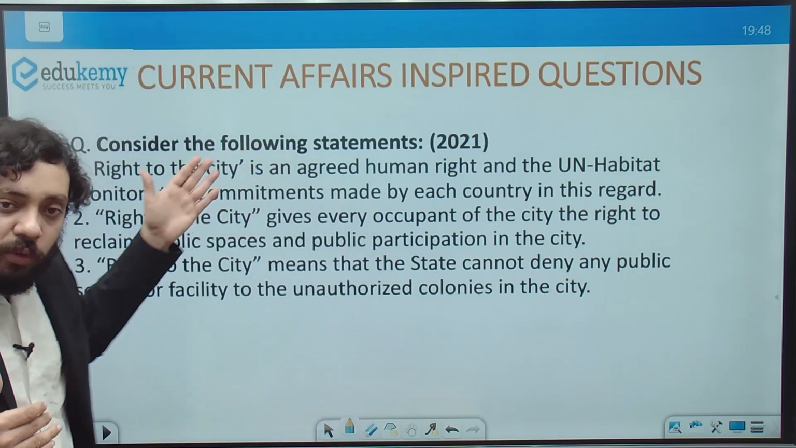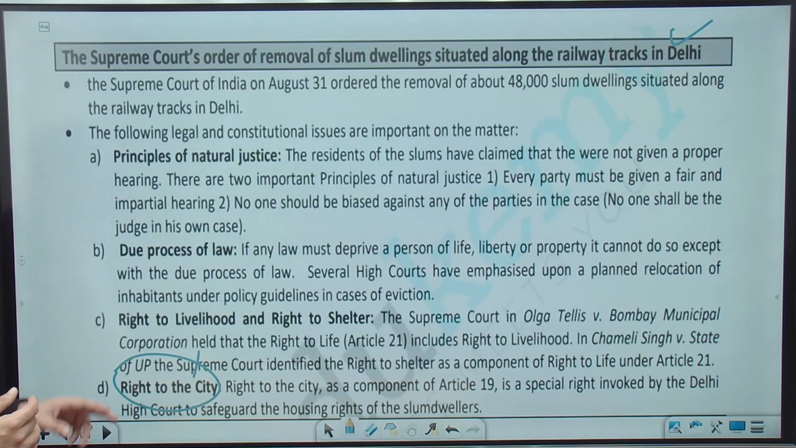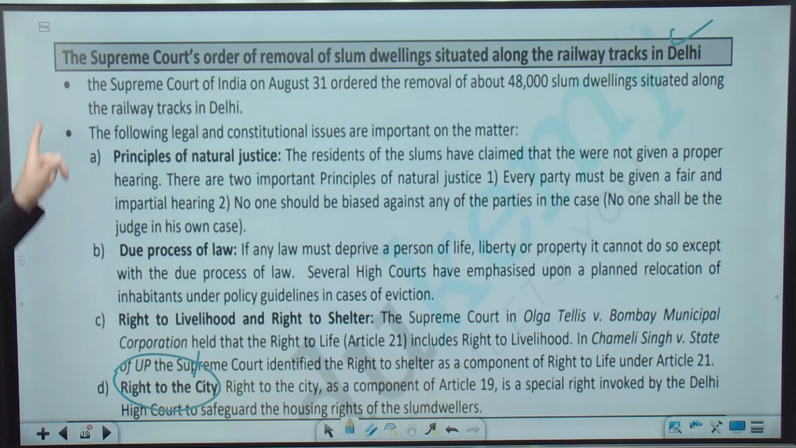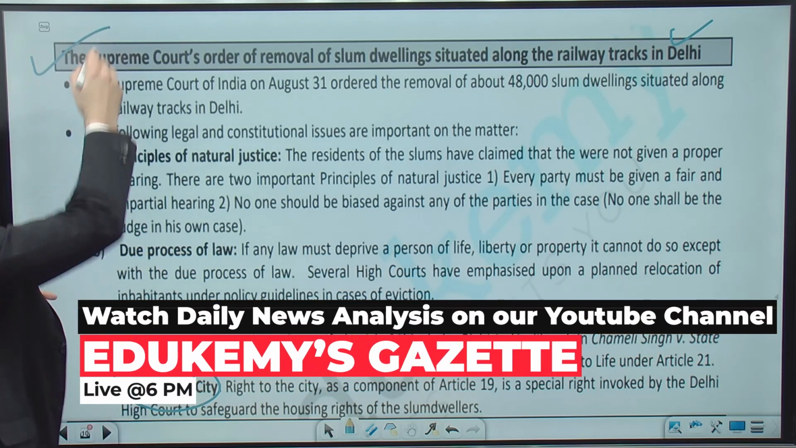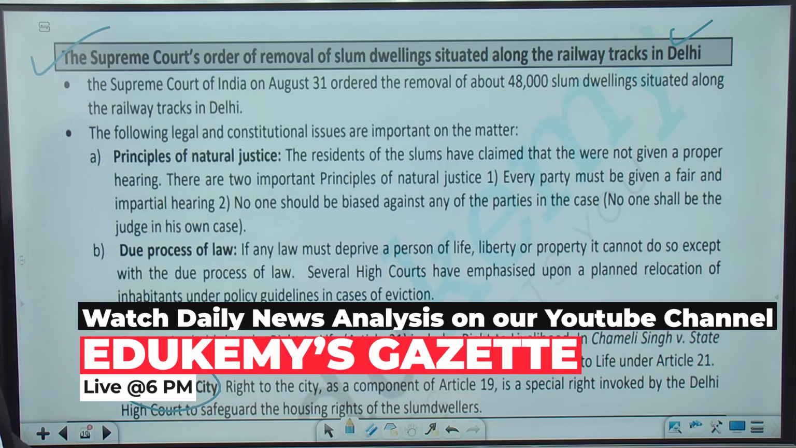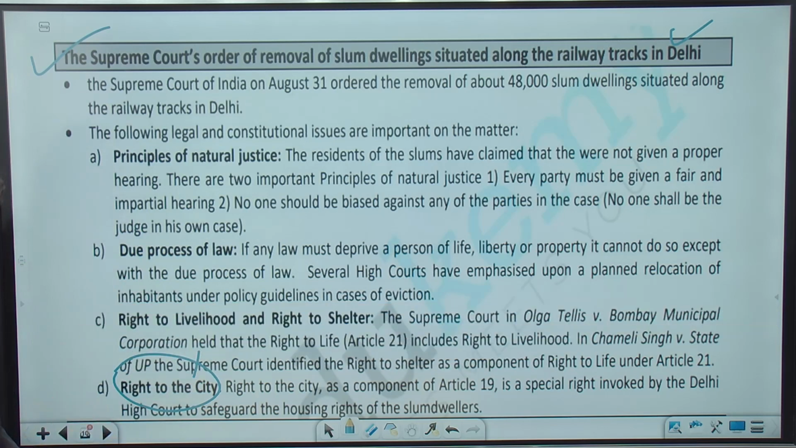Okay, so if you read the question, let me point to this particular slide, and you can read this point, right to the city. Now, this has been taken from the final pages that Edukemy released before the prelims examination, and you can also look at the current affairs event in which something like the right to the city was in news. Okay, you can pause your video and take a look at this.